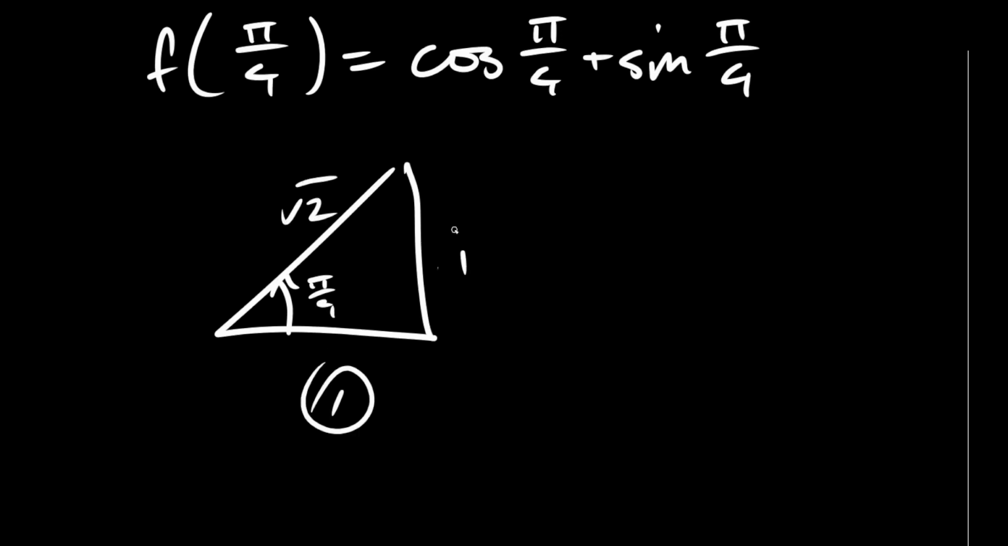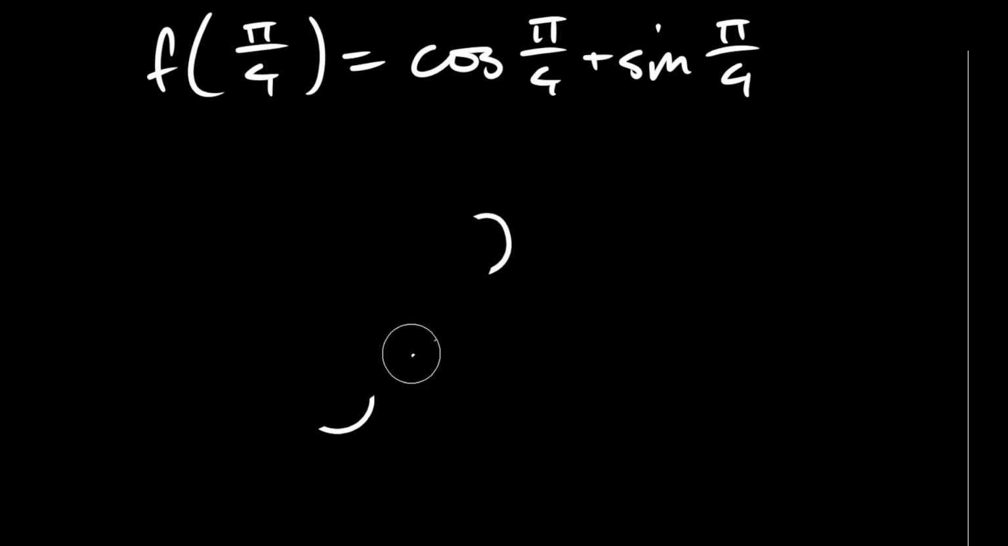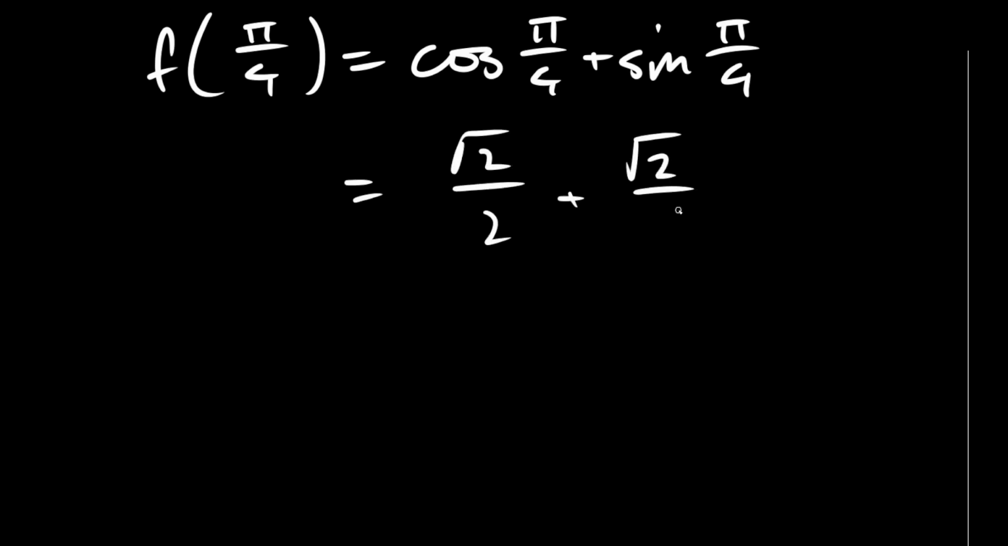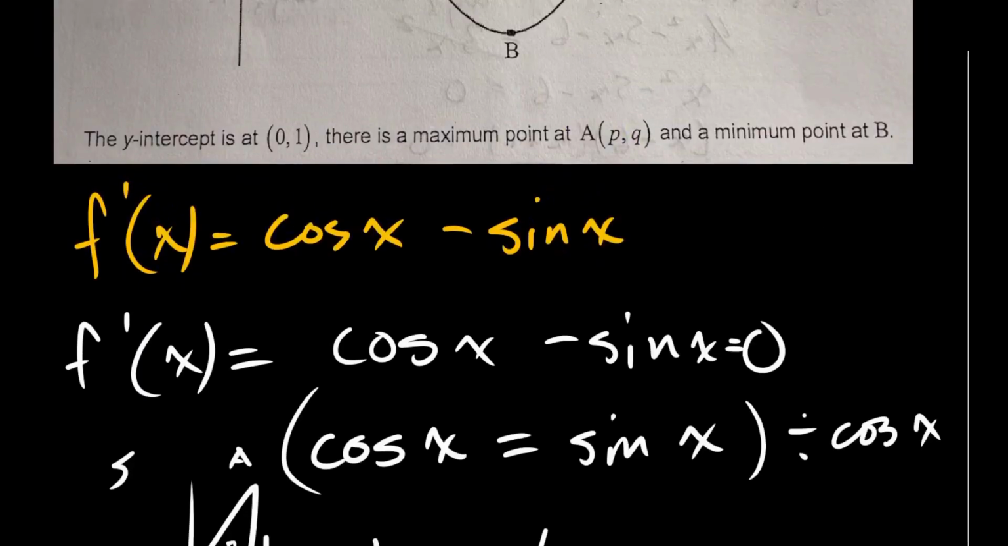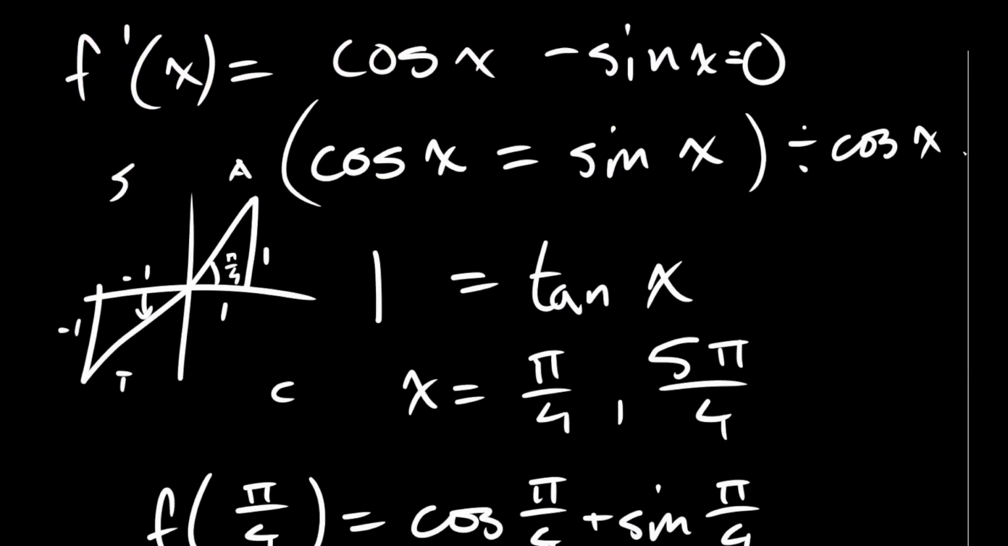And yeah, for cosine and sine, they give the same value. They're both root 2 over 2 after rationalizing. So this is equal to root 2 over 2 plus root 2 over 2. And 2 halves of the same thing give you the thing, which is root 2. So that proves that Q was equal to root 2.